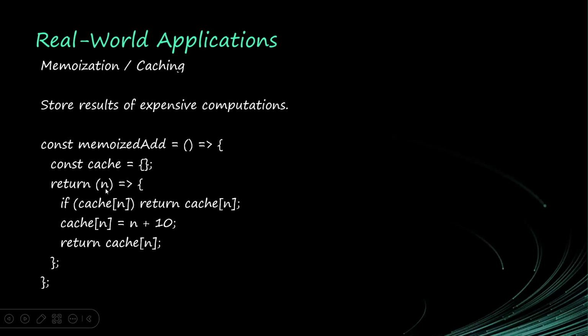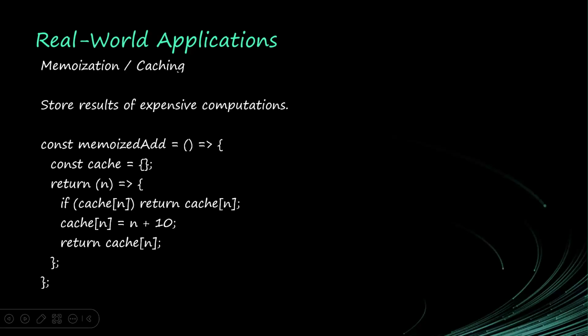So when we call this function with a value or an item, we will first of all check: is that value already in our object? If it is already in our object, we will return the value. If it is not, we will just add it as a key and give it a value of n plus 10. And then we will return this cache object.